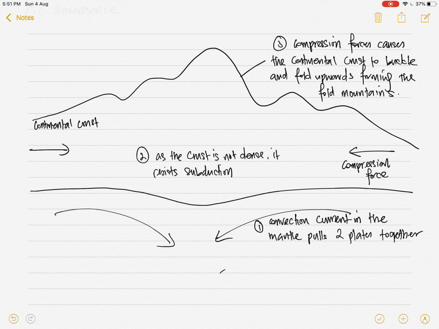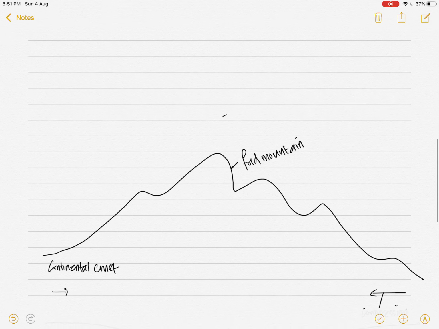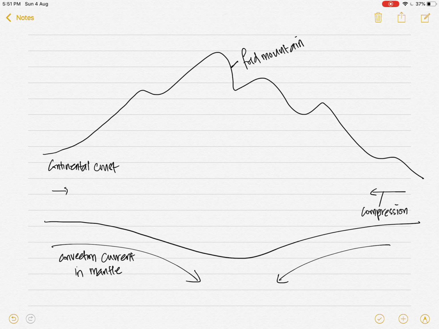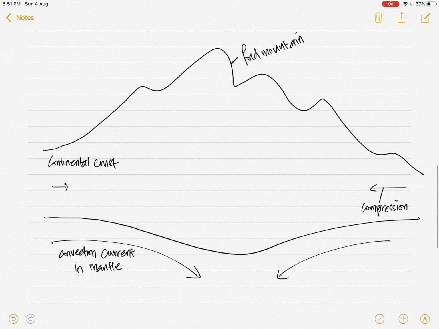Now, when you are asked to draw an annotated diagram and you draw this, in the event you're asked to draw a labelled diagram, what you would draw is just this, with everything that we just annotated earlier written as a paragraph below. Now, for fold mountains, we also want to highlight a few features that you should be familiar with.